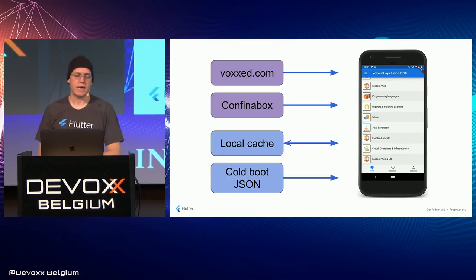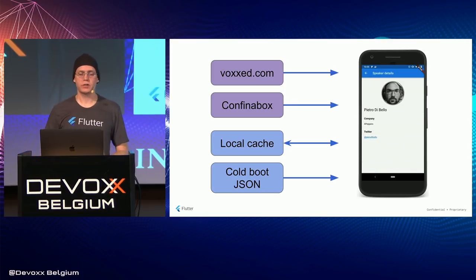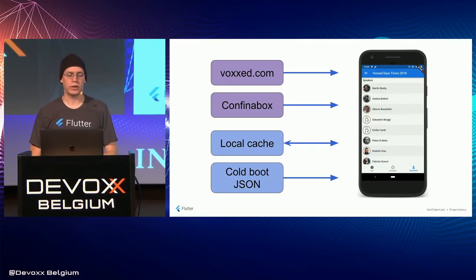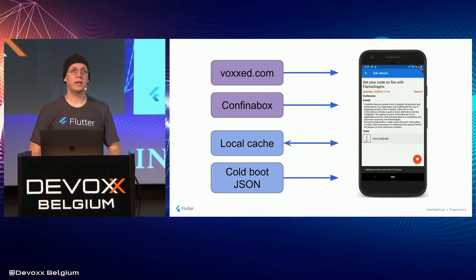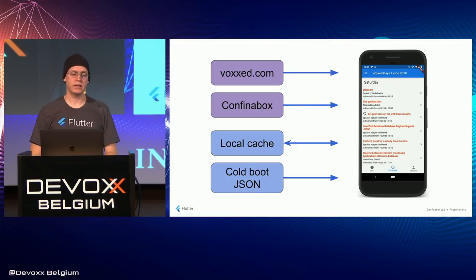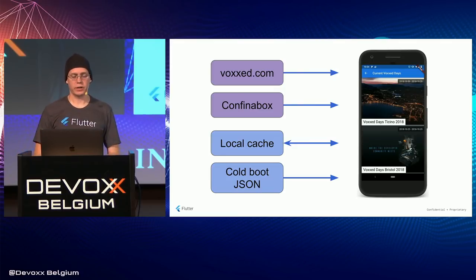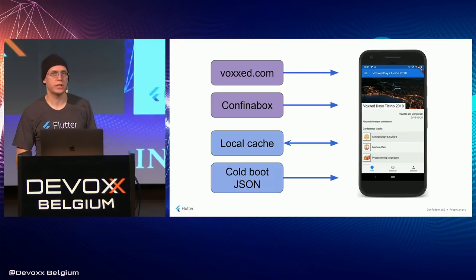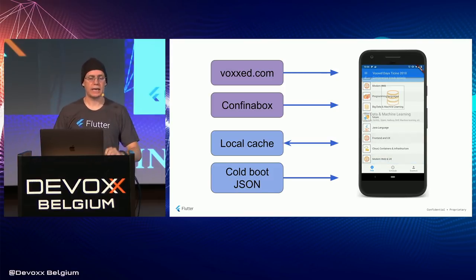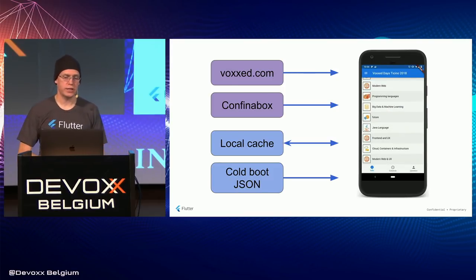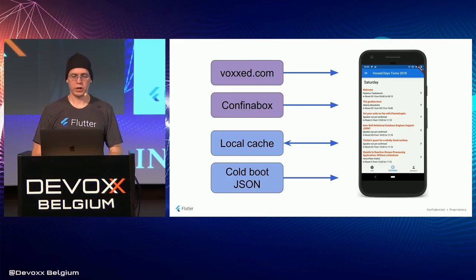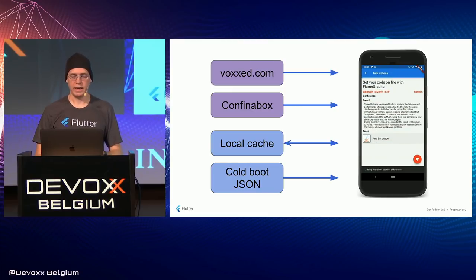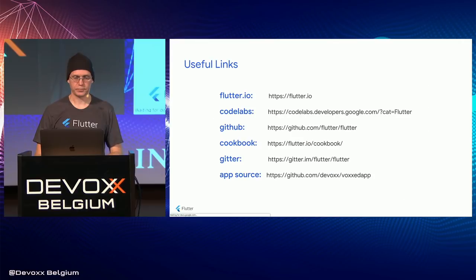One of the nice things about this app is that it uses Voxxed.com to get some data, it uses Conf in a Box to get more data, but what it also does is it has some functionality to locally cache all the conference data as well. And it will work offline in cold boot with JSON stored. So this is a good example of how to handle local data, how to store local data, how to cache data from the network. It's a very nicely written app by my colleague Andrew Brogdon, who's done a great job, I think, giving an example of how to write a sophisticated Flutter app.